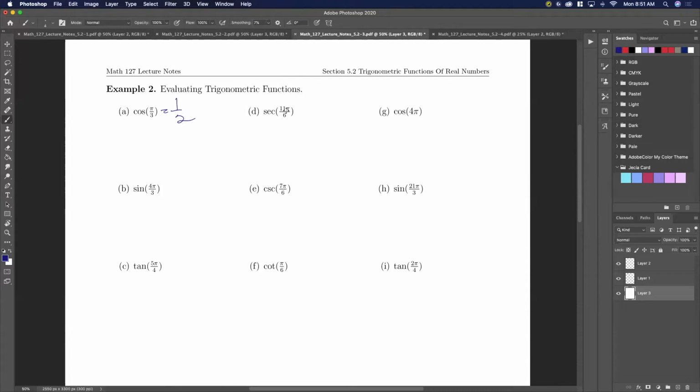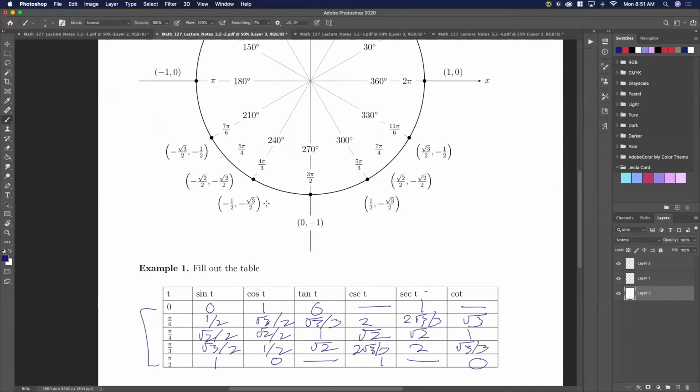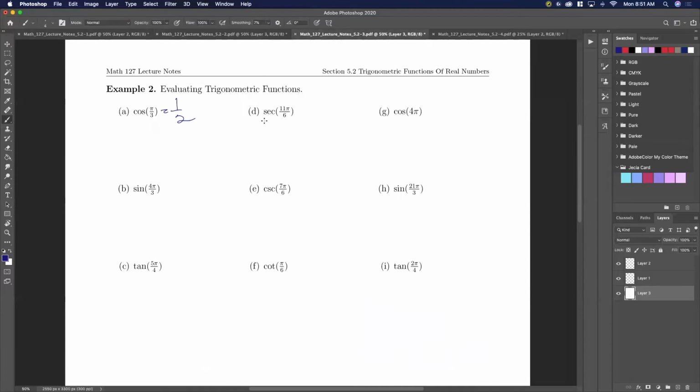The next one over here is 11 pi over 6. Well, 11 pi over 6 isn't on my happy chart, right? But my reference angle should be. So I want to figure out what the reference angle of 11 pi over 6 is. That's why I went over all this reference angle stuff. So the reference angle of 11 pi over 6 looks like pi over 6.